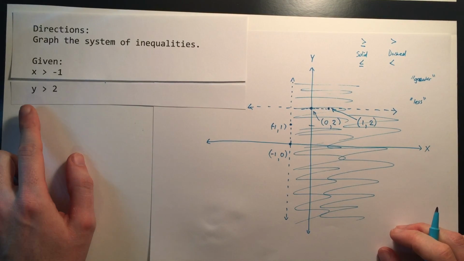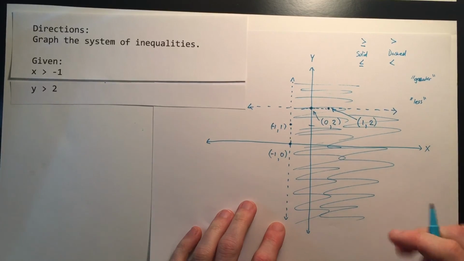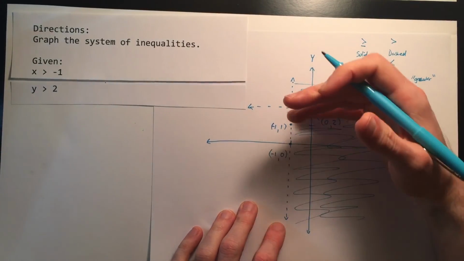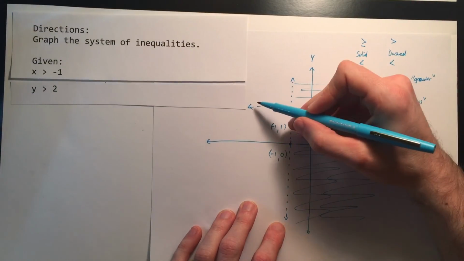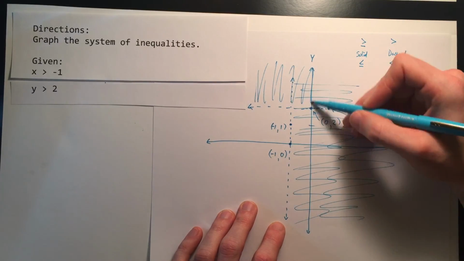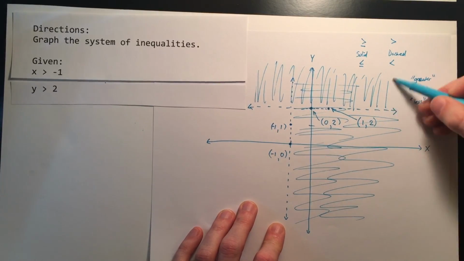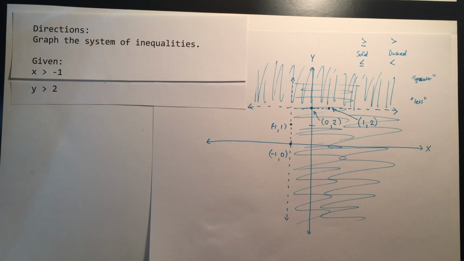And now, same thing, where is y greater than 2? Well, 3, 4, 5, anywhere above that line. And so we're going to shade above the line. Now, we're done with the problem.